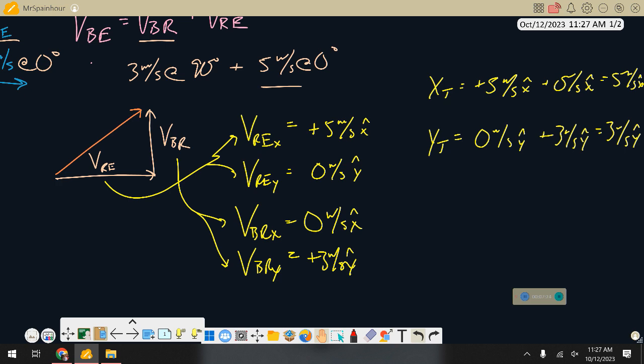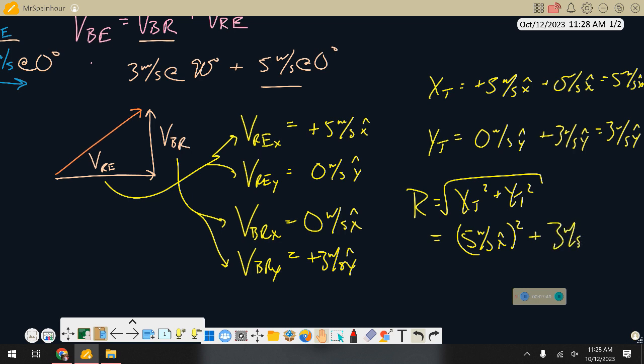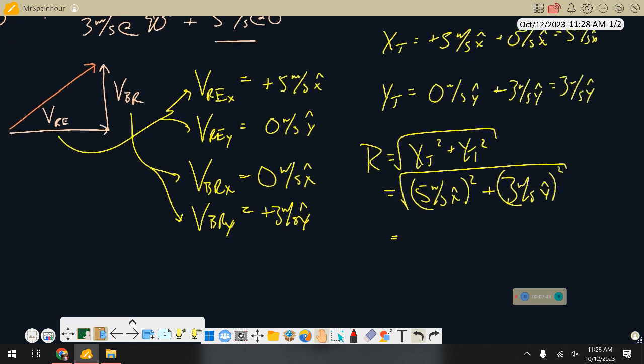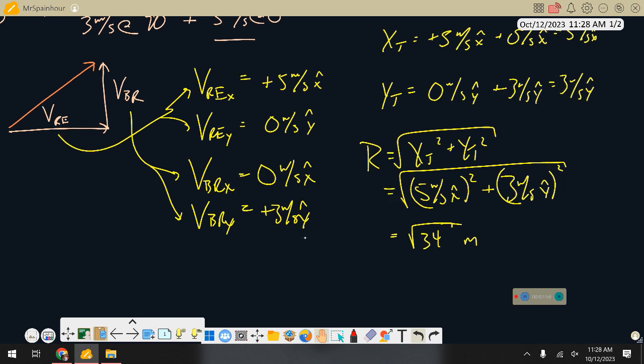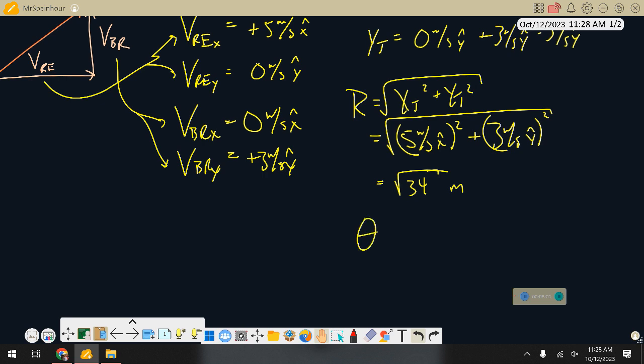And then, to get the magnitude, if we have the x and the y, the magnitude is going to equal the square root of x total squared plus y total squared. So we get the square root of (5 meters per second x hat) squared plus (3 meters per second y hat) squared. I don't have a calculator on me, so I'll simplify this later. That's 25, that's 9, so this would be the square root of 34 meters per second. So it should be a little bit under 5. I'll grab my calculator in a second because I am going to need it definitely for the next part.